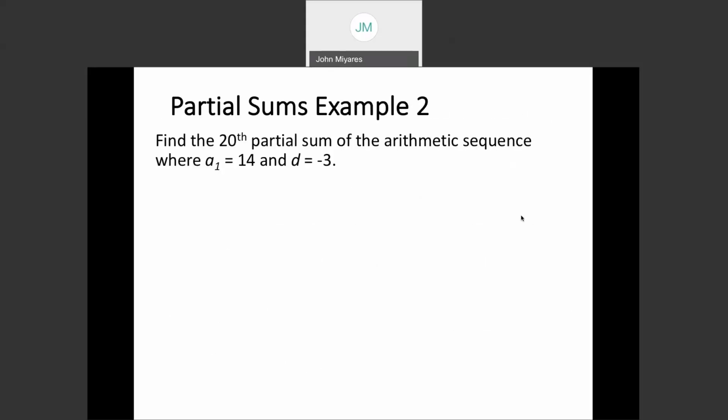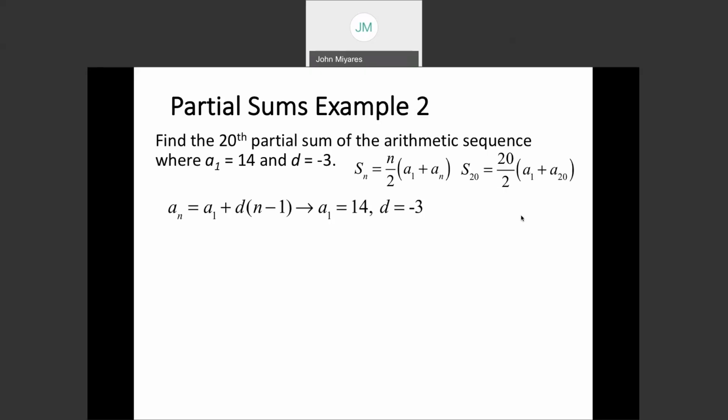Here's the next example. Suppose we're asked for the 20th partial sum here, where a sub 1 equals 14 and d equals negative 3. We have our formula for the nth partial sum, n over 2 times the quantity a sub 1 plus a sub n. We know n is 20, so we can plug that in to get 20 over 2 times the sum of the first term and the 20th term. We also know the first term, a sub 1 equals 14, but we don't know the 20th term, so we're going to have to evaluate it.